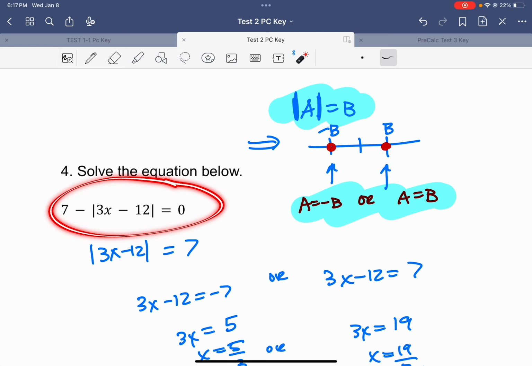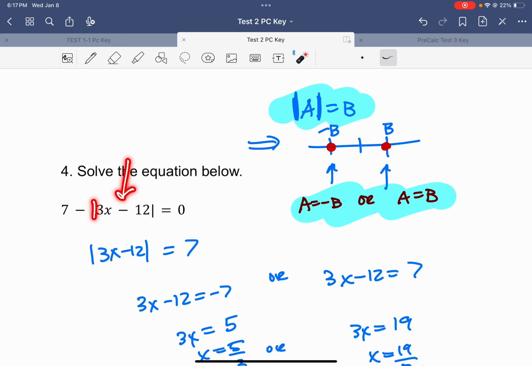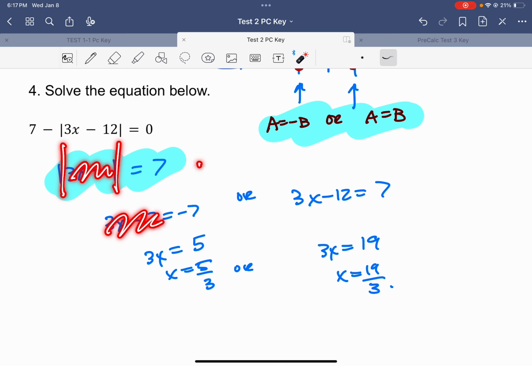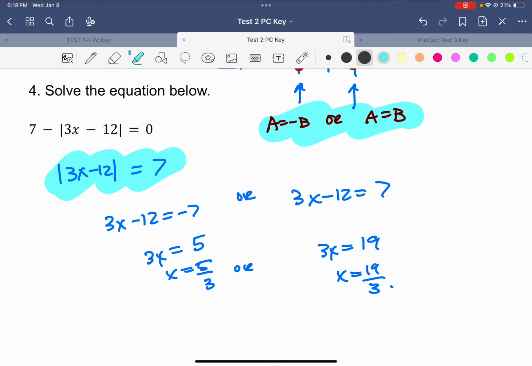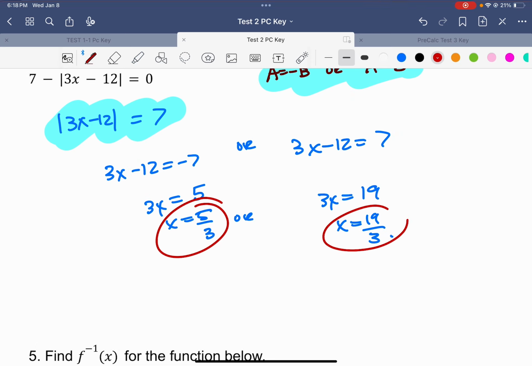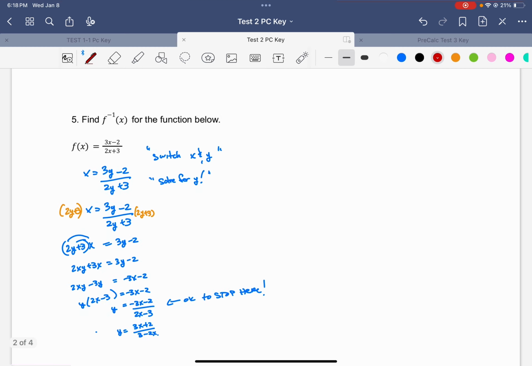So if I've got this, I simply add the absolute value of 3x minus 2 to both sides, and end up getting this. So what does that mean? If my size of my stuff is 7, then either my stuff is -7 or my stuff was 7. So I solve those and I get two possible values, either 5/3 or 19/3.